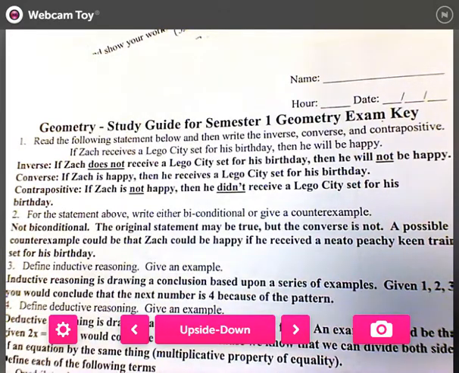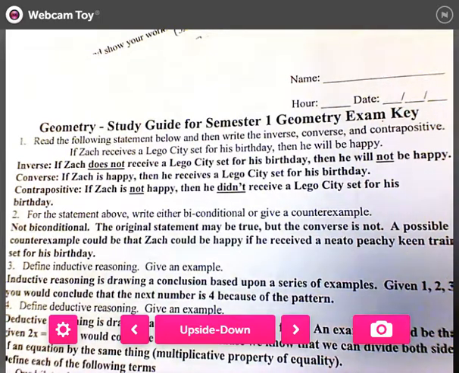Our converse: if Zach is happy, then he receives a Lego City set for his birthday. Contrapositive: if Zach is not happy, then he didn't receive a Lego City set for his birthday. Okay, so inverse, we make it not. Converse, we flip it. Contrapositive, we do both.